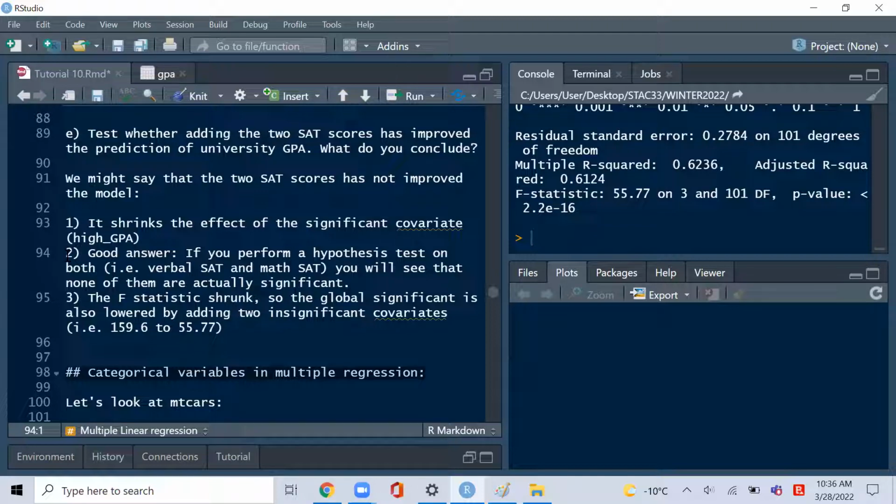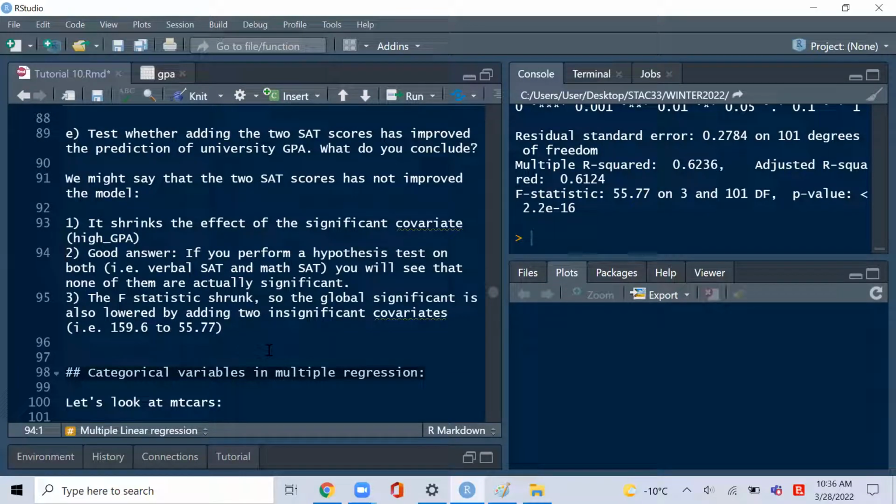But I think there are a couple of things you could also note in this model, which is that you can see that it shrunk the effect of the significant covariate, which is high school GPA, and the global F is also lowered. So if you were to perform a hypothesis test on the overall model, you might say it's significant because the p-value is still low. You can still see the p-value is very small, but it's significantly larger than before. So you can see that in multiple ways, adding those two covariates to the model did not enhance your model.